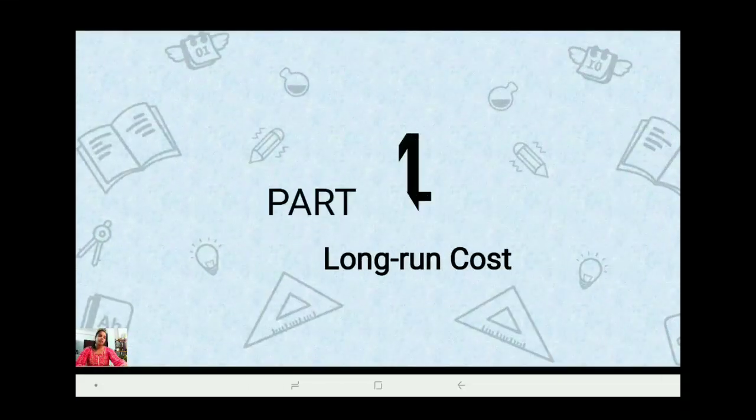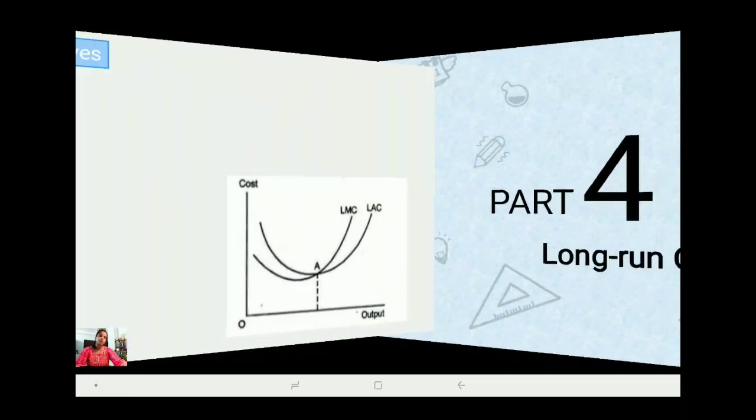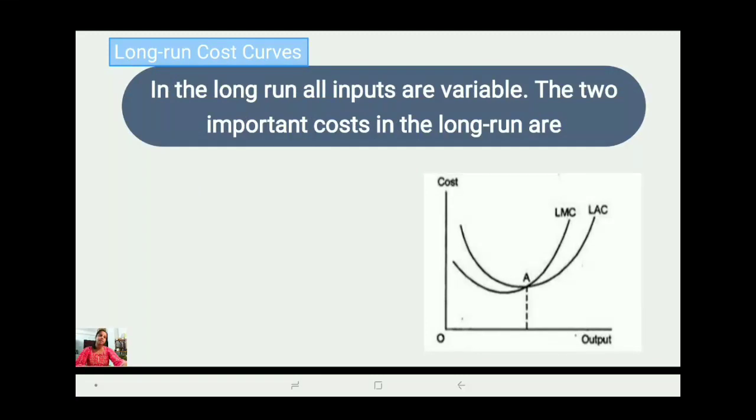Then comes our long run cost. In the long run, since all inputs are variable, it is a long run. For your syllabus, we don't need much about the long run, we just have to have the basic idea of how it looks. In the long run, all inputs are variable. There is no fixed factor, so that is why there is only variable cost in the long run.